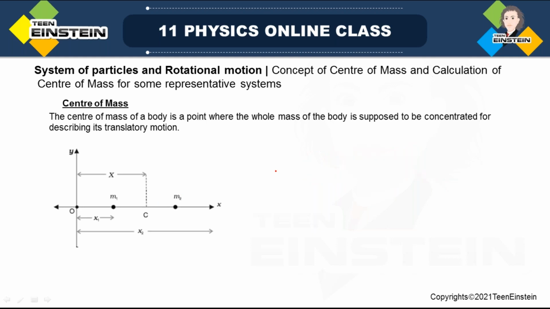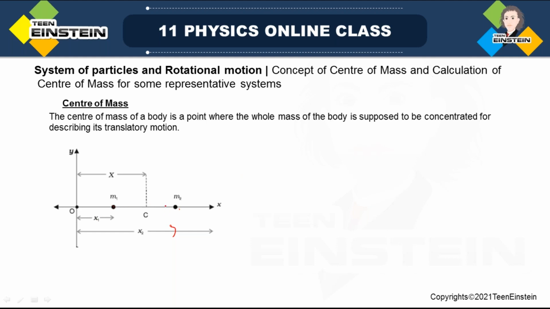Since it is a one dimensional case, let us take the two particles on the x-axis, situated at different positions. The position coordinate from the origin is x1 for mass m1, and x2 for mass m2. So how do we define the center of mass for this system?